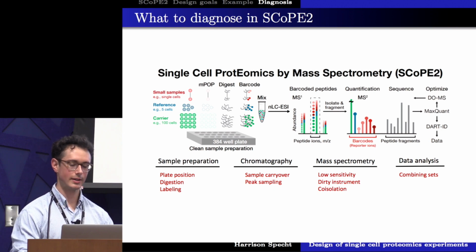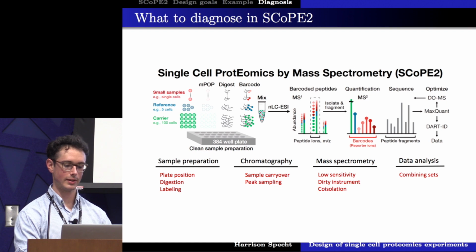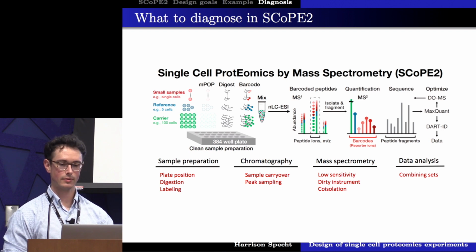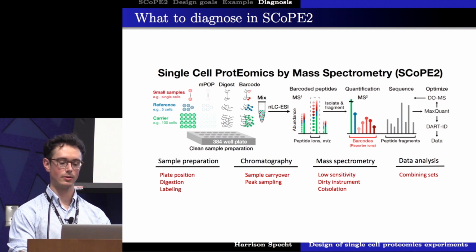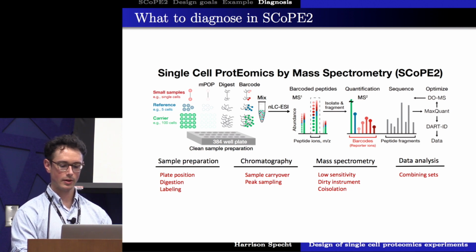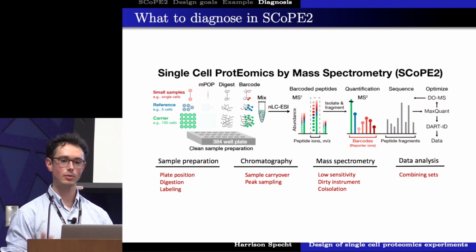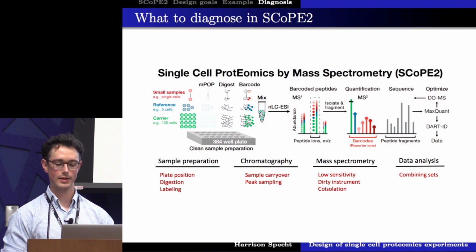You could have incomplete digestion using the enzymes to break your proteins into peptides. You could have incomplete labeling, meaning attaching the barcodes to your peptides. You could have problems with chromatography related to sample carryover. Even the best chromatography is not going to be rid of the sample that you injected on it by the next run. We'd have differences in peak sampling. And then with regards to the mass spec, we could also have low sensitivity, a dirty instrument, or we could have coisolation of multiple peptides producing mixed quantitative data.